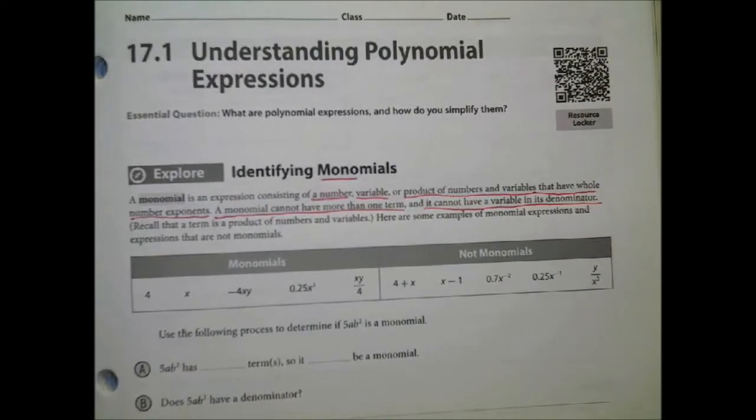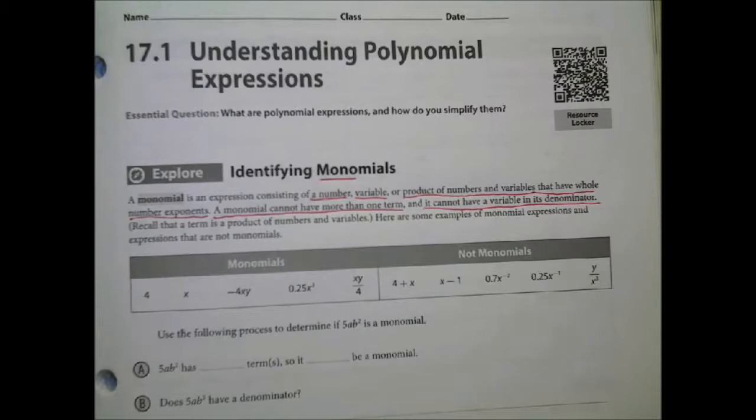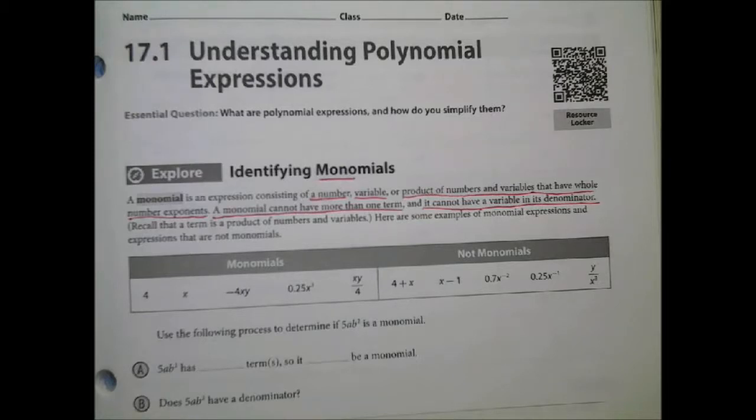Okay, so monomial, that's the idea of the mono part. It's one term. And it can have numbers, variables, or a product of numbers and variables as long as there are only whole number exponents. And a monomial cannot have more than one term, which makes sense. It wouldn't be a monomial anymore. It would be a binomial or a trinomial if it had more than one term. And it cannot have a variable in its denominator. So you can look here at some examples.